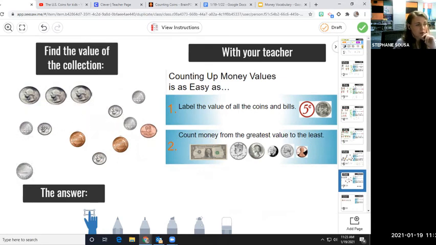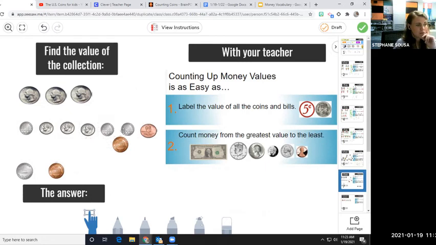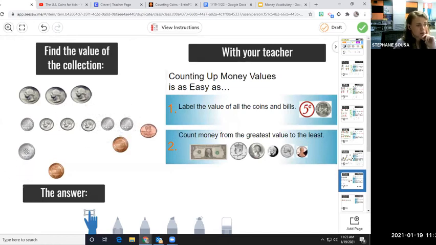I'm going to put my quarters up top because they have the greatest value. I'm going to put my little and thin dimes next because they have the next greatest value. I have one nickel and then on the bottom, I'm going to put my pennies.